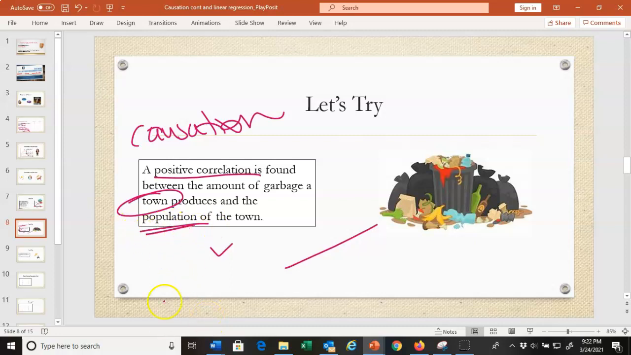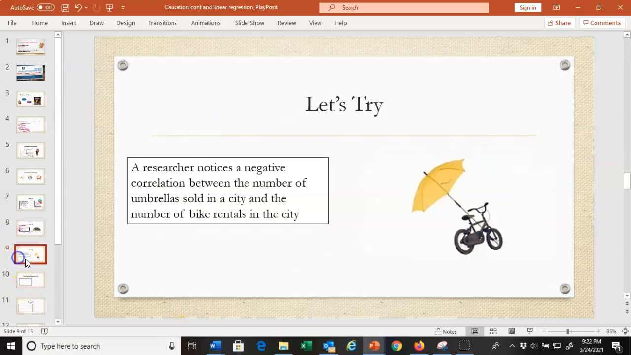But again, that's population still. So I'm trying to think of another reason why garbage would increase that doesn't have to do with population. Oh, I was thinking maybe the garbage trucks broke down and they stopped collecting garbage. That might be a stretch.